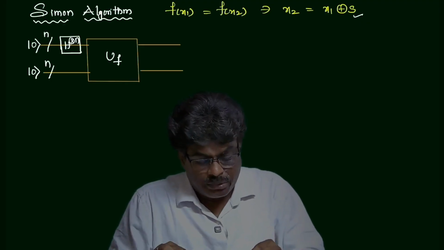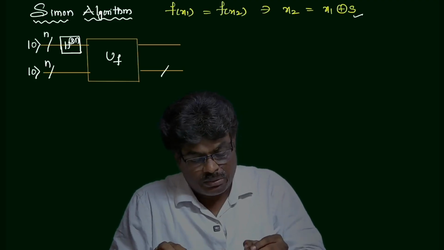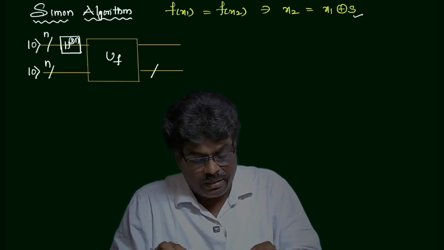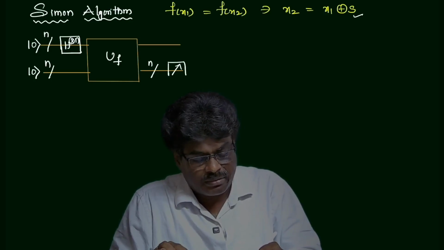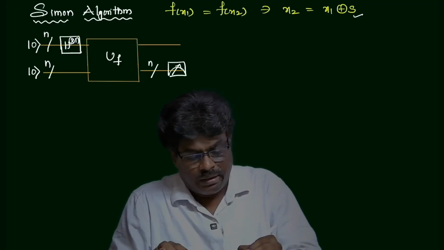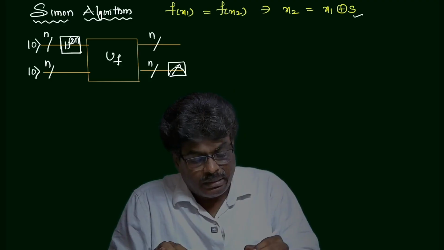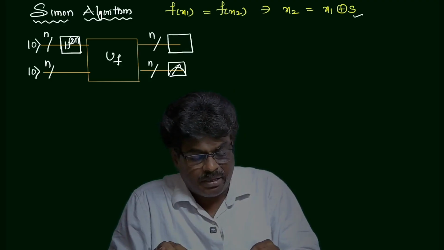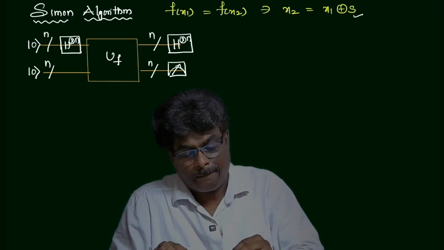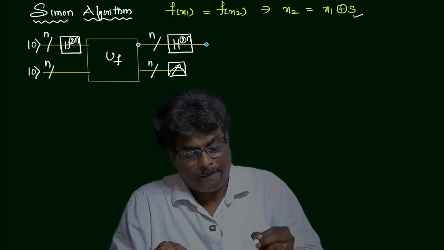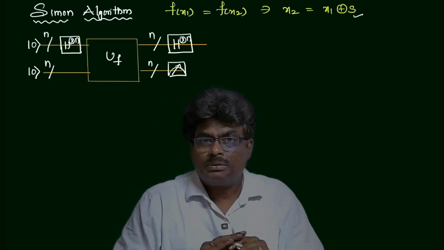And if you come to the right side, here we have a measurement. Here also this is n number of qubits, and here we have measurement, and after that also n number of qubits, and after that the same thing, the Hadamard operation, like this. Okay, fine. So this is the quantum circuit.